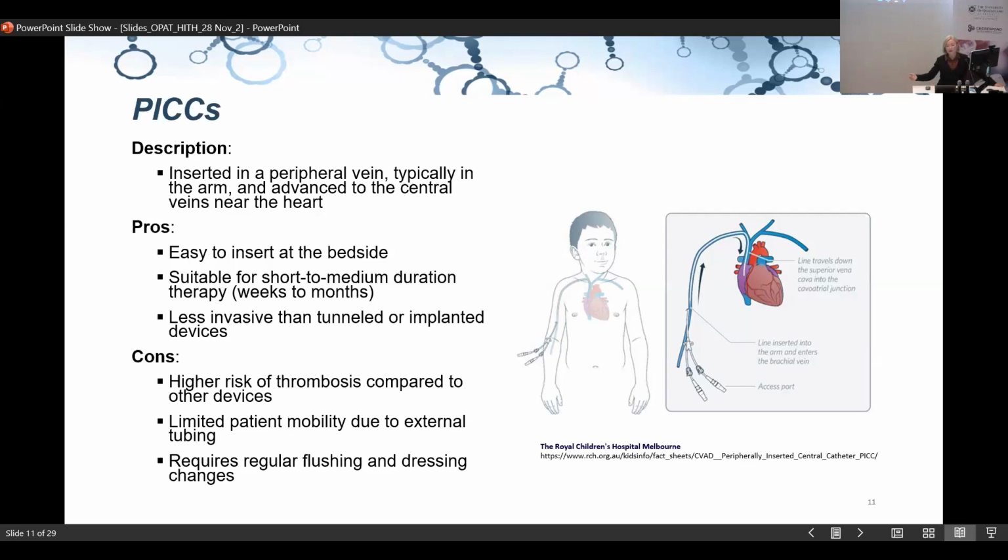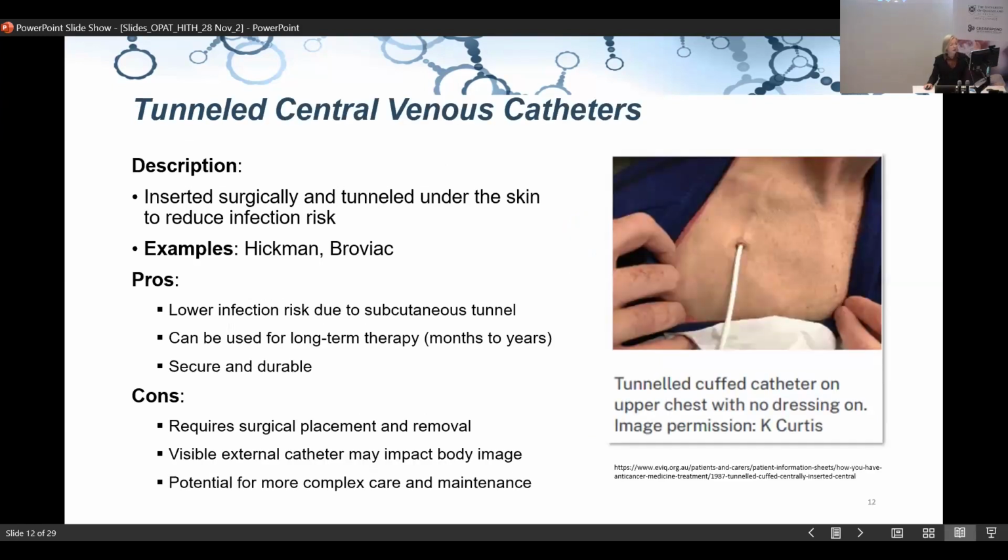Still, the patient's got an access in their arm, so there are some mobility issues, and it still requires flushing and dressing changes, so it's for use. The tunneled catheters require surgical insertion, and they're tunneled under the skin, as you can see. The intent of that is to reduce the risk of infection by having it further away from the actual entry port from the skin.